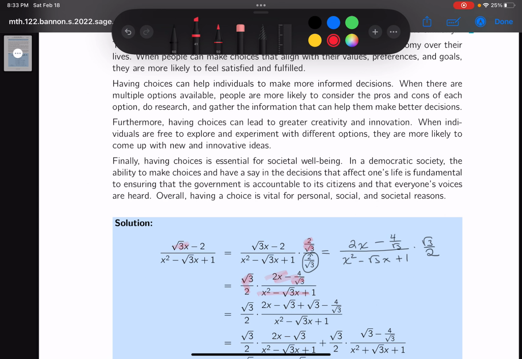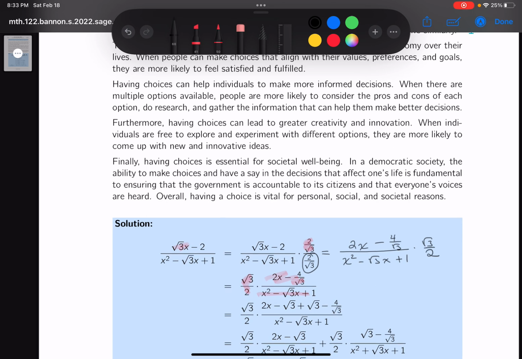Then someone says, what do you want to do? Let me go back to it again. All right, what do I want? I want that top to look like this, 2x minus root 3. All right, so what I do is I just kind of write it down. And let me write this over again. So it's root 3 over 2. There's got 2x. I want it to be minus root 3, but I can't write that down without changing the problem, so I just put plus root 3. And then minus 4 over root 3. What goes at the bottom? x squared minus root 3 x plus 1.